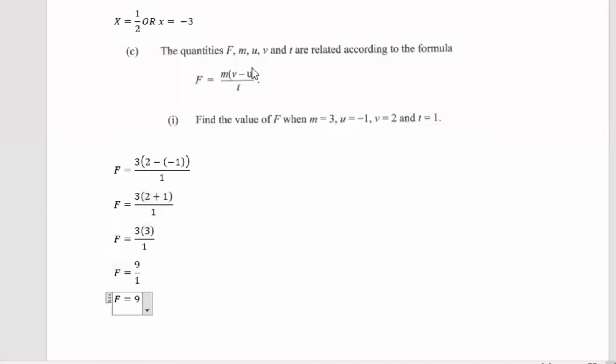So again, guys, they gave you the formula. So all you're doing is substituting each letter, each unknown variable, by what they gave you. So they gave you that M is 3, U is -1, V is 2, and T is equal to 1. We substitute into the formula and then solve for F, and we got F to be 9.